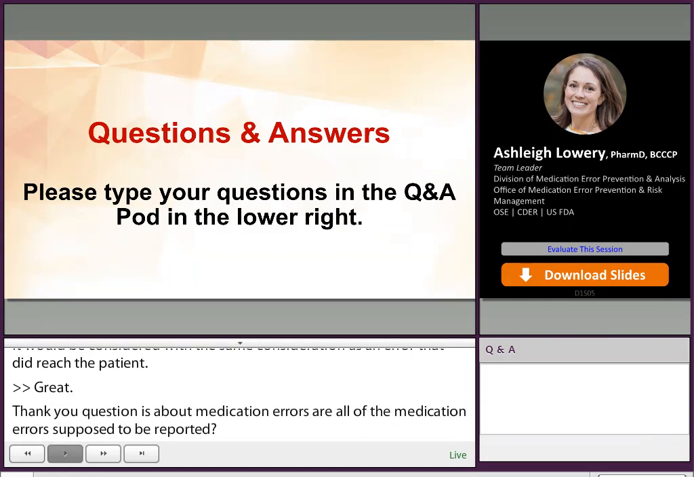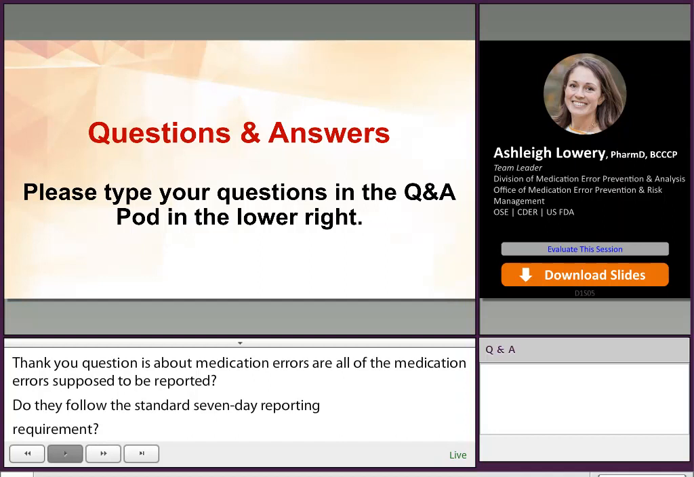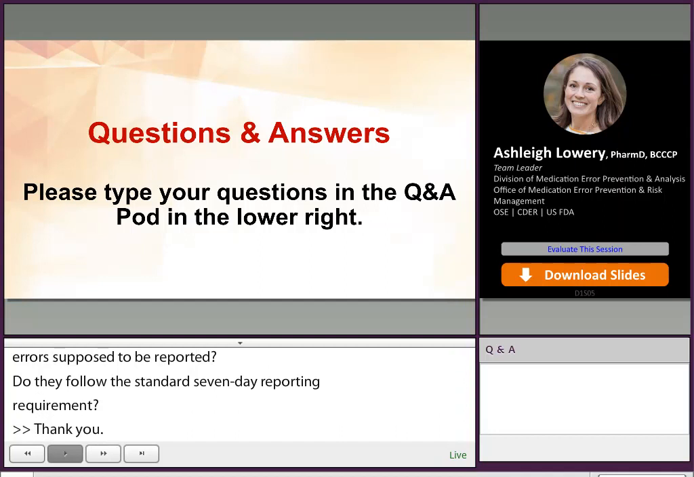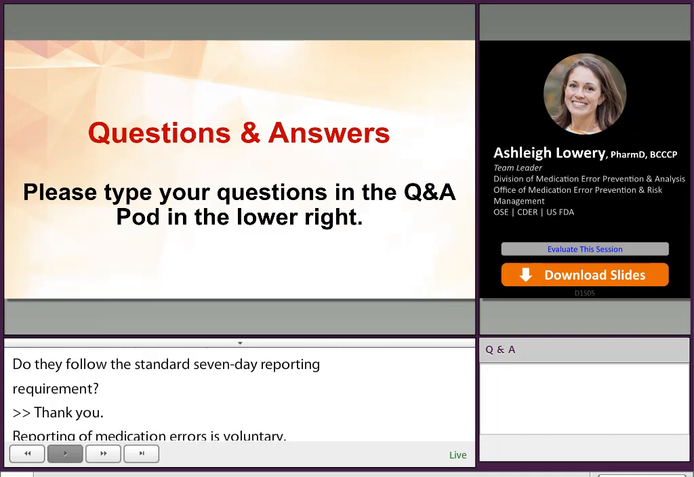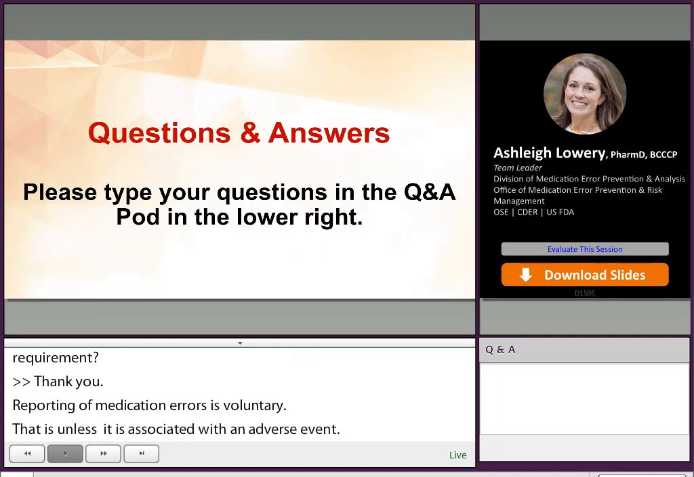Thank you. Reporting of medication errors is voluntary unless it is associated with an adverse event. If it is a medication error that resulted in an adverse event, then it would follow the same regulation in terms of 15-day reports for serious and unexpected adverse events. So the answer is yes, it would follow that in the cases where it results in an adverse event.